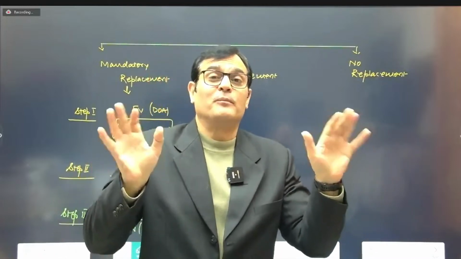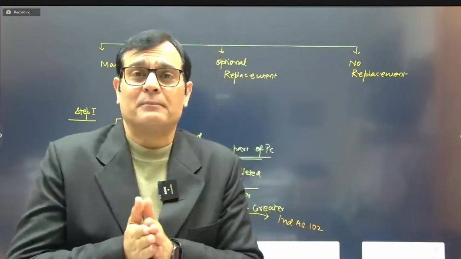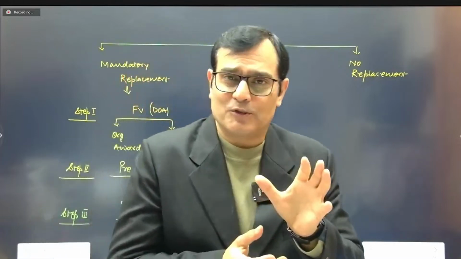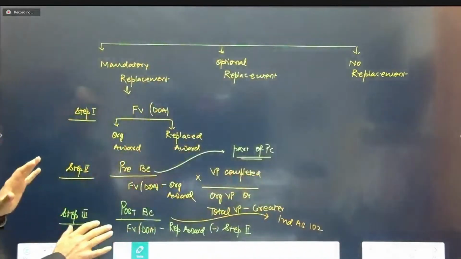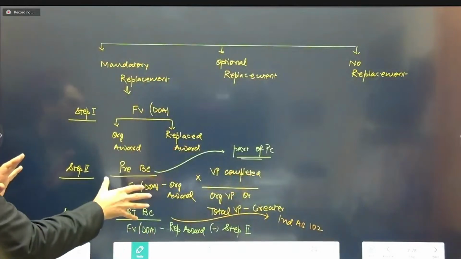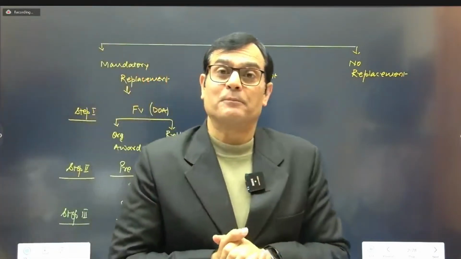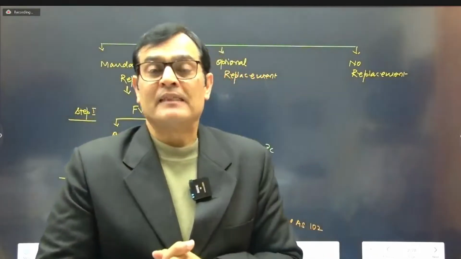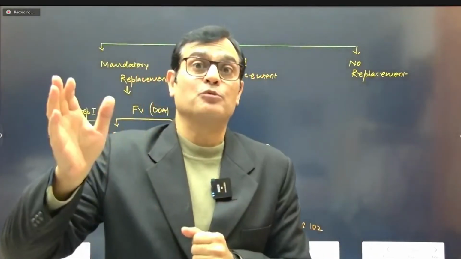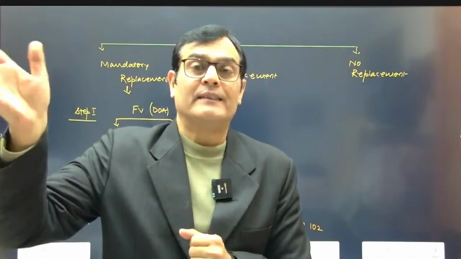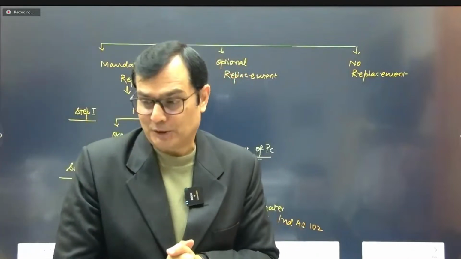You just need to first of all remember that there is a 3-step model. Don't get worried, I'll give you the logic also now. But just remember, it is a 3-step model in terms of identifying the portion which is taken as a part of the purchase consideration and the portion which is going to be accounted under Ind AS 102 that relates to post-business combination.